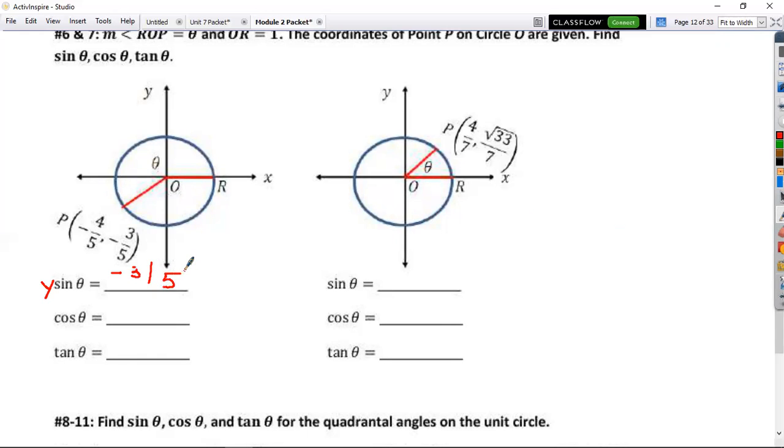You know what, let me calculate this. This is a little bit too far off. Go ahead, guys, and write down cos theta. So cos theta is equal to -4 divided by 5.